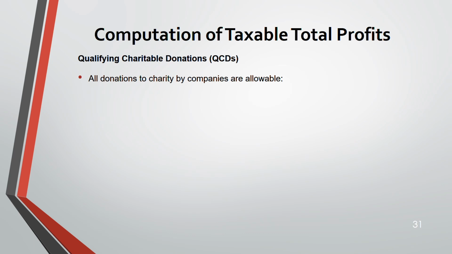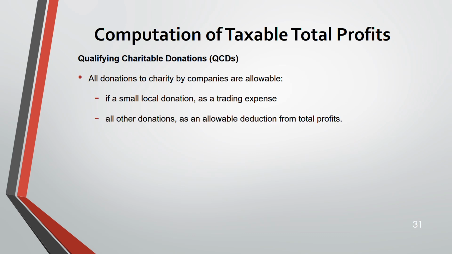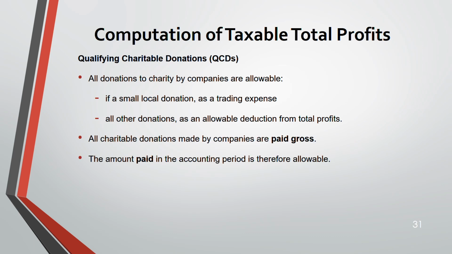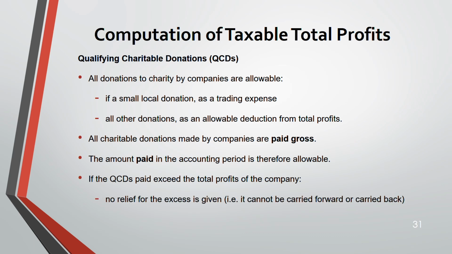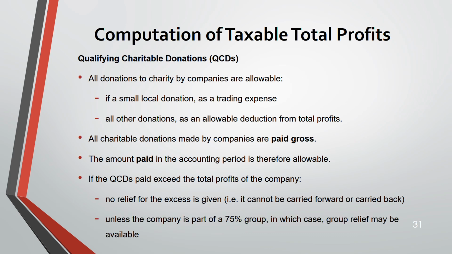All donations to charities by companies are allowable. That means you have to deduct. If it's a small local donation as a training expense, you can deduct. All other donations you can deduct from total profit. All charitable donations are paid gross. The amount paid in the accounting period is therefore allowable. If the QCDs paid exceed the profit of the company, there is no relief for the excess. Okay? You cannot carry back or carry forward QCD unless the company is part of a 75% group. Then you can claim group relief.